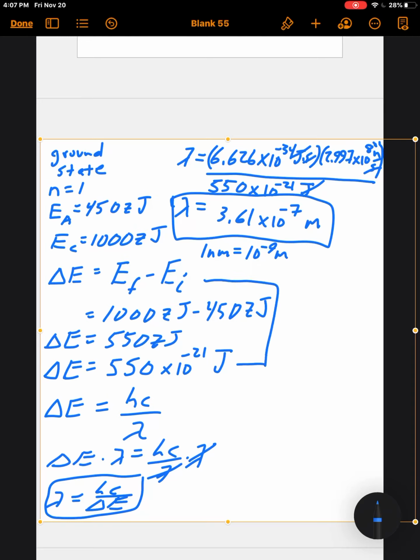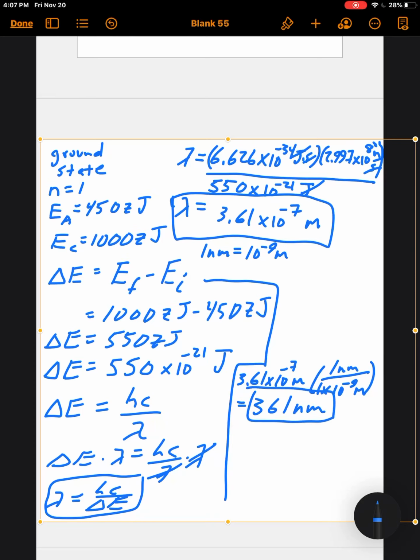I guess I'll do it here. 3.61 times 10 to the minus 7 meters, and 1 nanometer is 1 times 10 to the minus 9 meters, and you get 361 nanometers. By the way, that's ultraviolet. Okay, there you go, 361 nanometers.